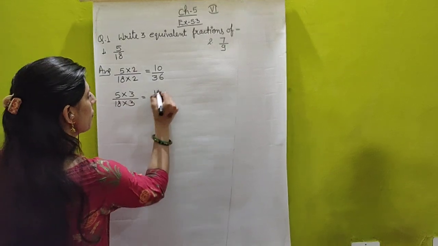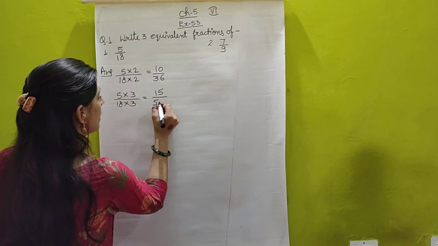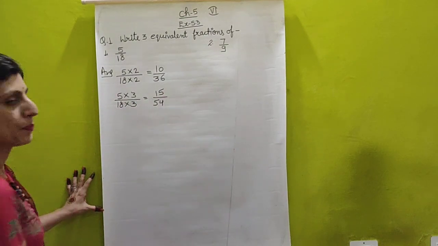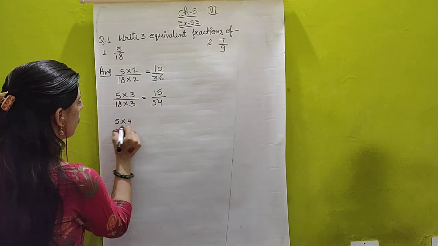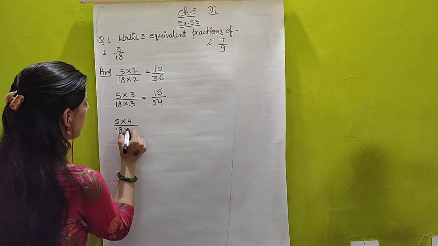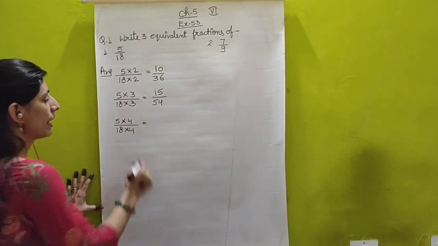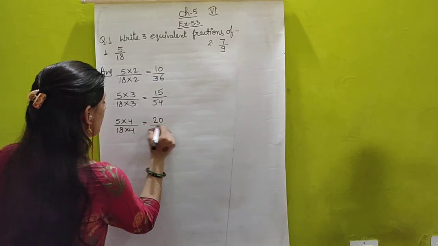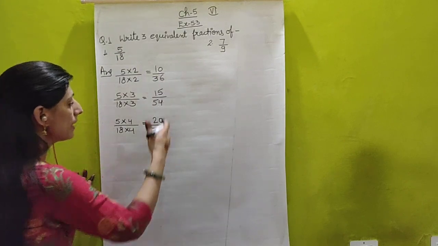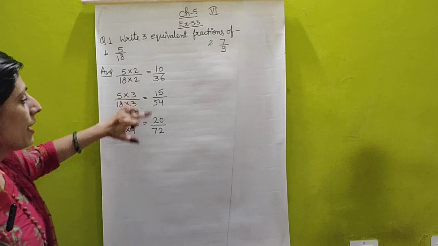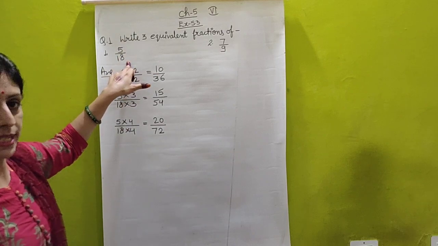Now 5 3s are 15, 18 3s are 54. Okay students, now next one, 5 multiply by 4 and 18 multiply by 4. Here 5 4s are 20, 18 4s are 72. Now these three are equivalent fractions of 5 upon 18.